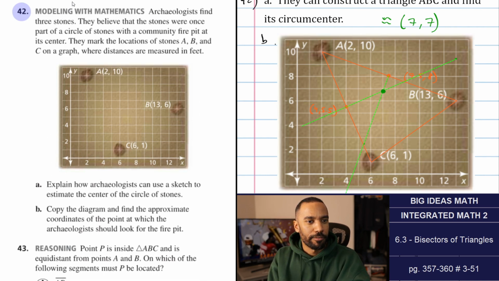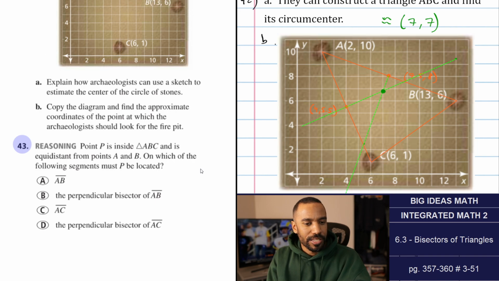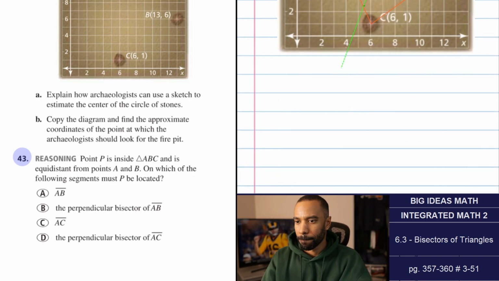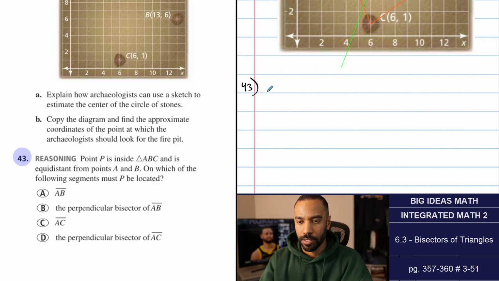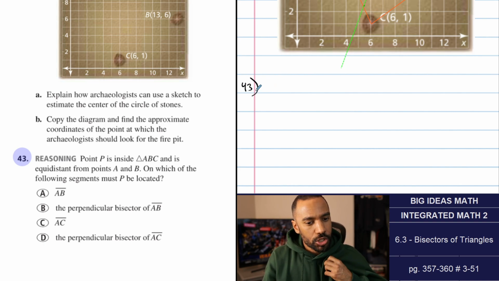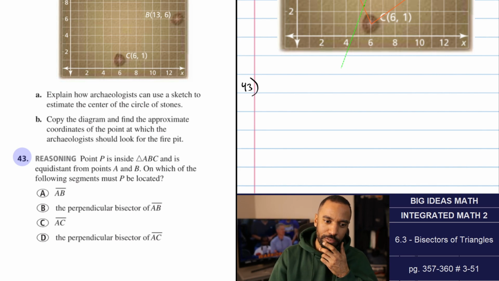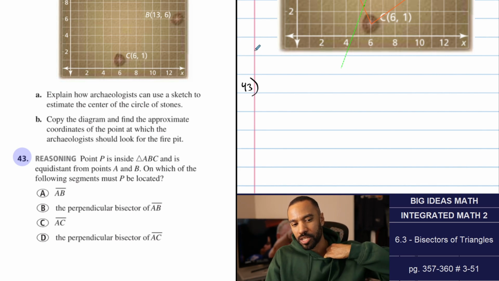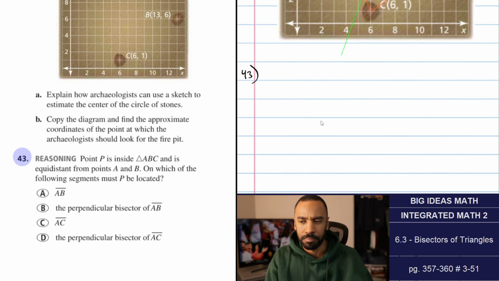All right. Number 43. Let's get my little circle. Point P is inside triangle ABC and is equidistant from points A and B. On which of the following segments must P be located?